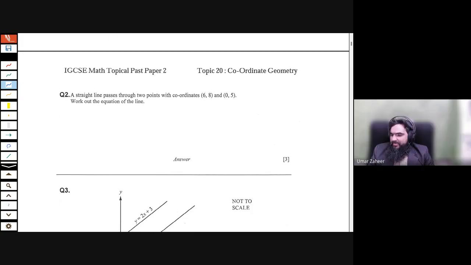The straight line passes through the two points with the coordinates (6, 8) and (0, 5). Work out the equation of the line. So we have two points, we need to find the equation of a line. We know the standard form. Yes, Ruba, what is the standard form of the equation of a straight line?